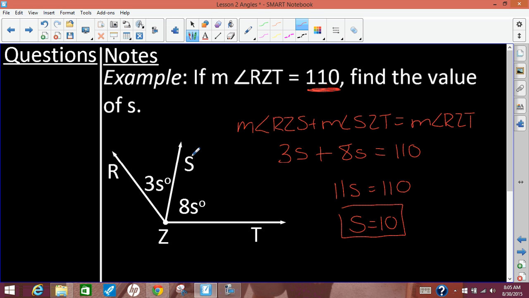And again, if we plug back in, so let's do that because it might be quick. 3 times 10 gives us 30. 8 times 10 gives us 80. And those two do add up to give us 110 degrees.